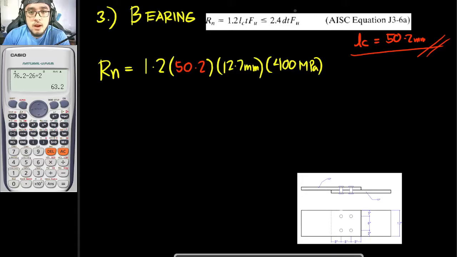So ayan. So we would be comparing it with this value right here. So it must be less than or equal to 2.4 times d t Fu. So ang d natin this time is to be the diameter of the bolt. So diameter of the bolt. Ano ba yung diameter ng bolt natin? Kalimutan ko.